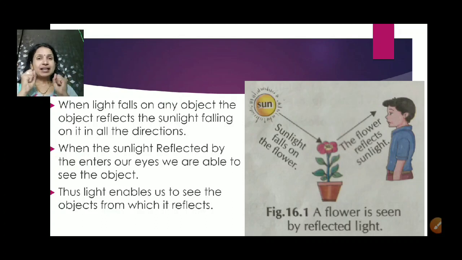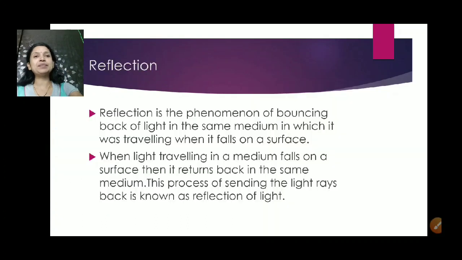Clear? Sunlight came onto the flower, from there it is reflected in all directions, and the amount of that sunlight which comes into our eyes, the person whose eyes it enters is able to see that particular flower. This is a simple mechanism. Thus, light enables us to see the objects from which it reflects. The object from which light is reflected and comes into our eyes, we are able to see that particular object. This is a very simple mechanism.